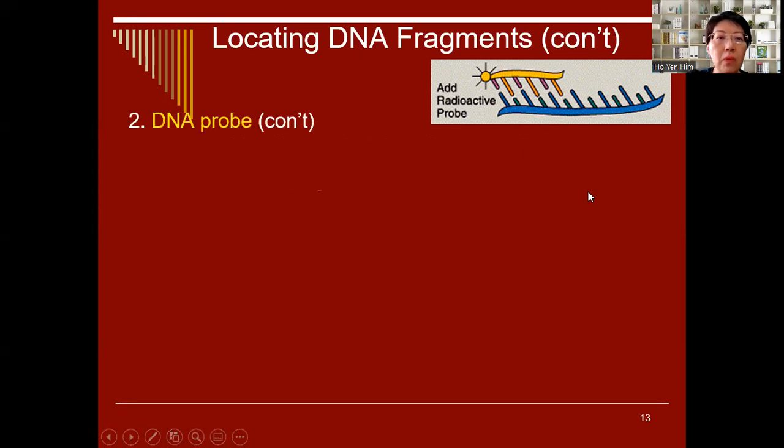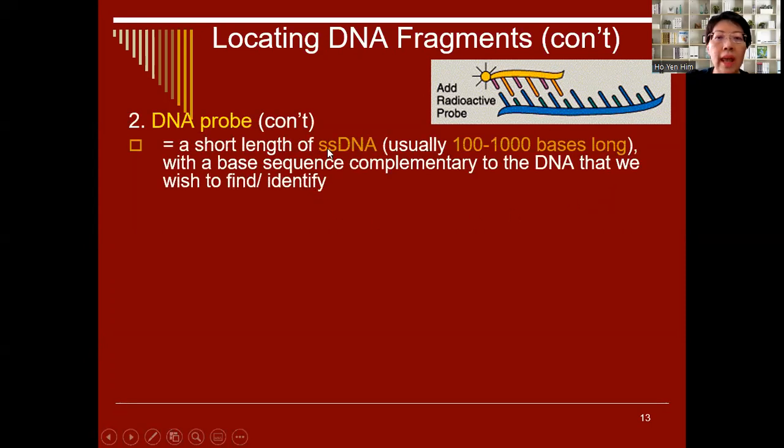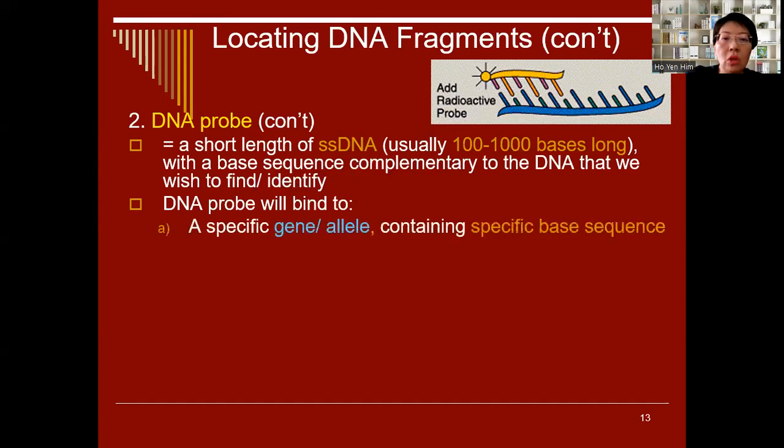So what is a DNA probe? It is a short length of single-stranded DNA, usually about 100 to 1000 bases long, with a base sequence that is complementary to the DNA that we wish to find or identify from the gel. So where will the DNA probe bind to? We can use it to bind to a specific gene or allele, which contains a specific base sequence.